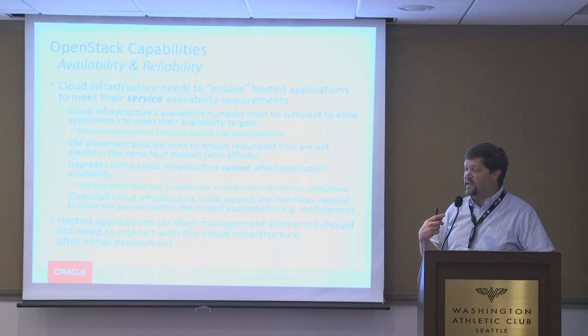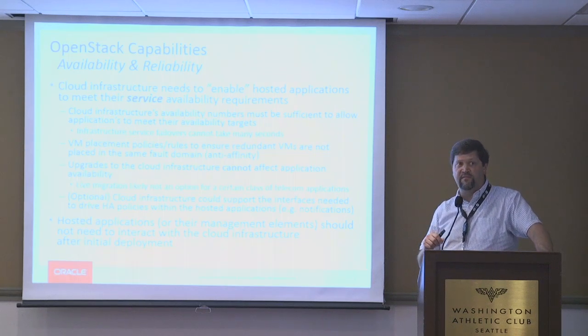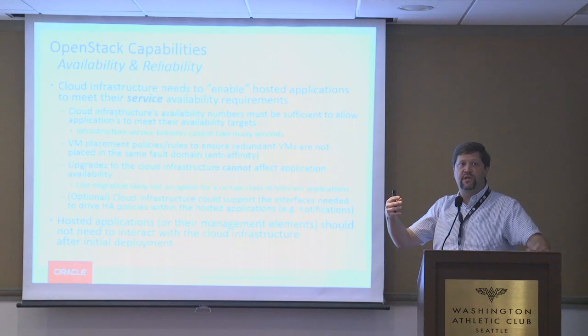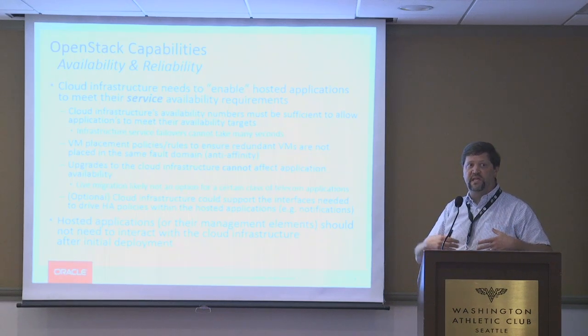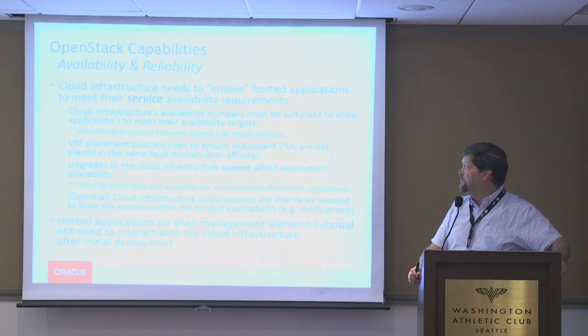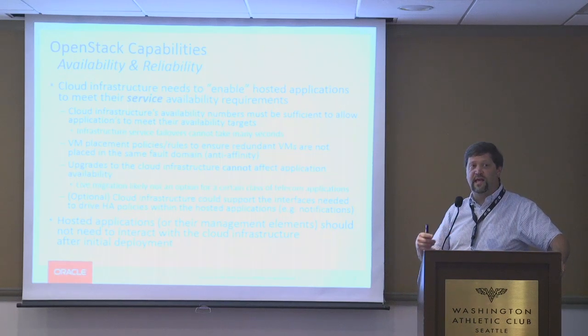Certainly, there have to be capabilities to ensure VM placement policies and rules, to ensure redundant VMs are not placed in the same fault domain. Certainly, there are availability zones, but then there are other more granular capabilities that need to be managed, and that's where the anti-affinity filter within Nova comes into play, to make sure that you don't put VMs within the same fault domain.